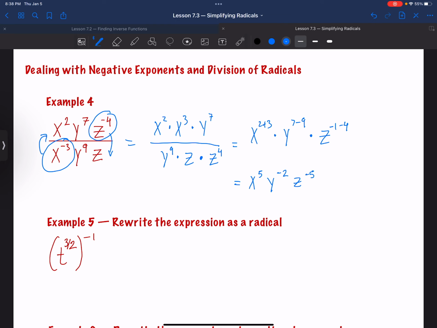And if I just flip these over one last time, x to the power of 5 will be on top, and y squared and z to the power of 5 will be on the bottom. And now I will box that.